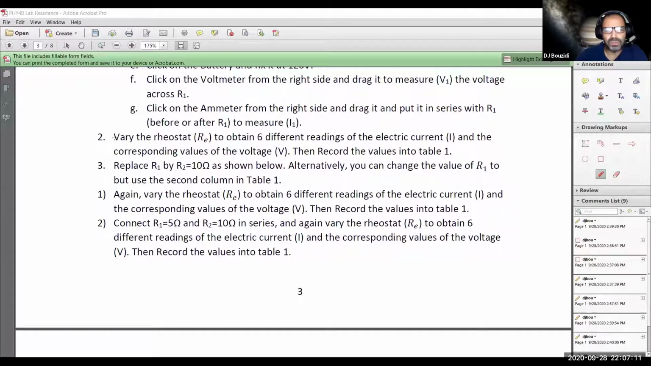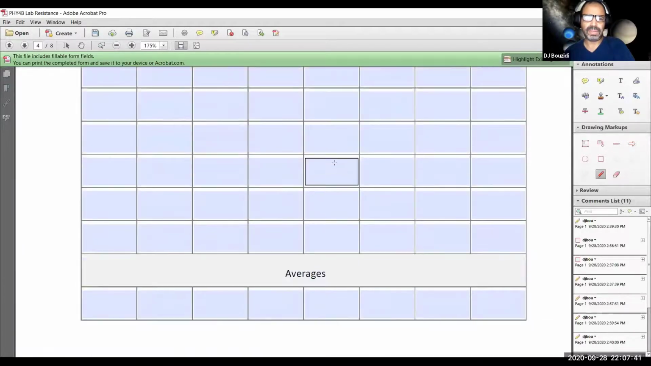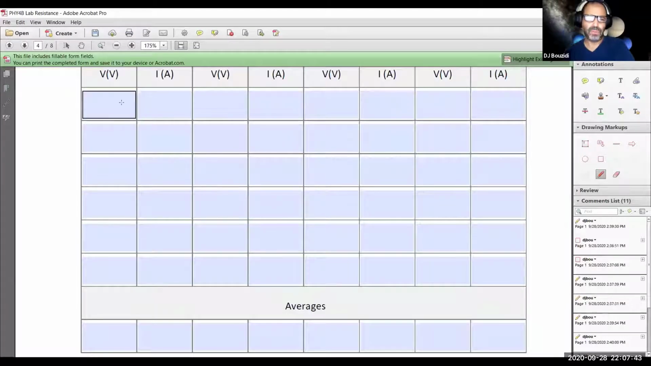Oh, no, I'm sorry, I'm in step 2. We're still here, okay, step 2. So we're varying for 6 different values again. Replace R1 by R2 as shown below, equals 10 ohms. I'm completely sorry. You just need the first column. That's it, okay? So this table is kind of a little bit misleading, okay? So for the first recording, don't move the voltmeter. Leave it where it was, okay? Let me go back.